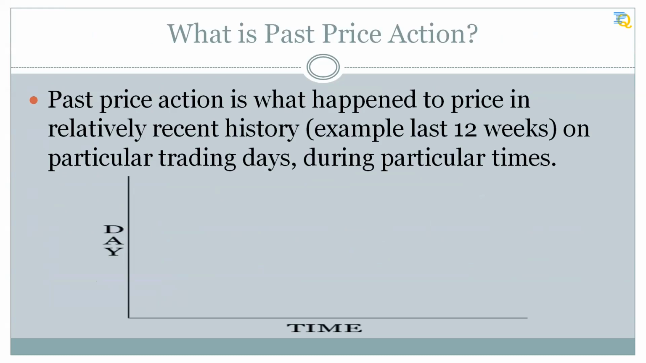So what is past price action? Well, if you're on an XY axis, past price action is what happened to price in relatively recent history. Example, the last 2 weeks on particular trading days during particular times. So you have the X and Y axis. I'm showing you day and time. And what happened on Monday?